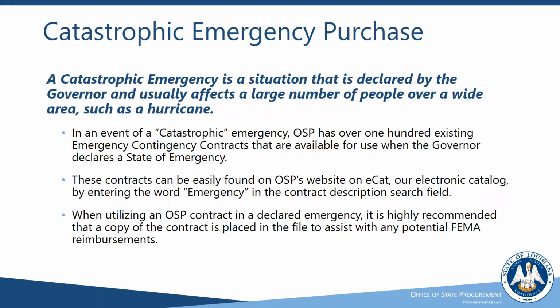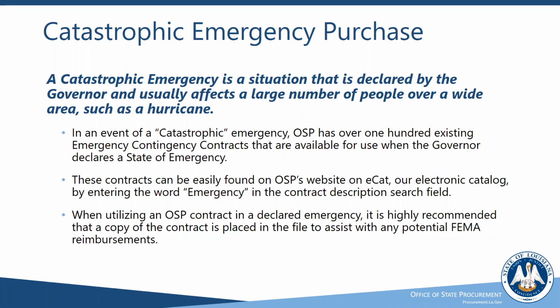And I think we're all intimately familiar with catastrophic emergencies over the last several years. A catastrophic emergency is a situation that is declared by the governor and usually affects a large number of people over a wide area, such as a hurricane. Obviously, we've got the pandemic, we've got the ice storms. This has been a recurring theme for us really over the last decade. In the event of a catastrophic emergency, OSP has over 100 existing emergency contingency contracts that are available for use when the governor declares a state of emergency.